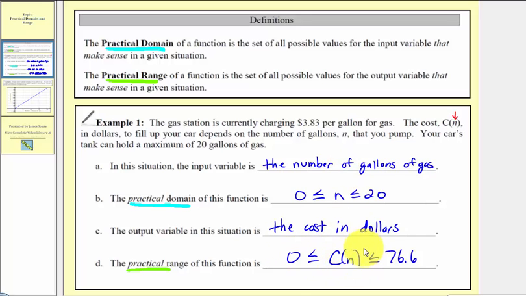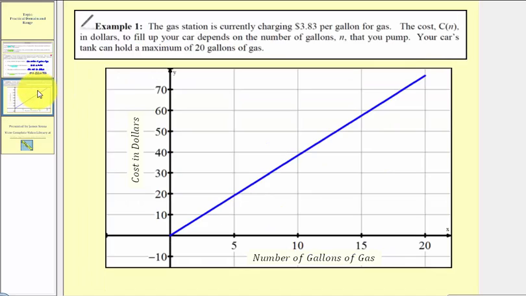Before we go, let's look at this graphically. In blue, we see the graph of our cost function C of N equals $3.83 times N, the number of gallons of gas. But for this situation, because the tank holds a maximum of 20 gallons of gas, notice how the possible inputs would be from 0 to 20 gallons of gas.